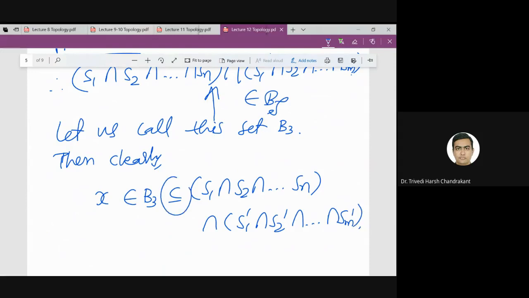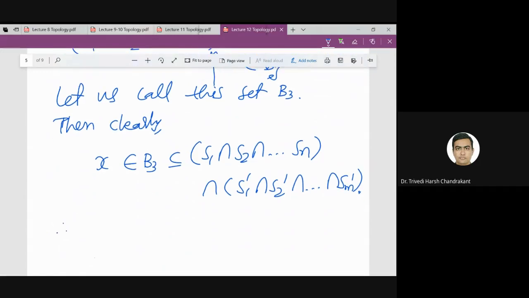In fact, this relation is actually equal, but we need a subset or equal, right? So both the properties of basis are verified. So therefore, B_S is a basis on X.